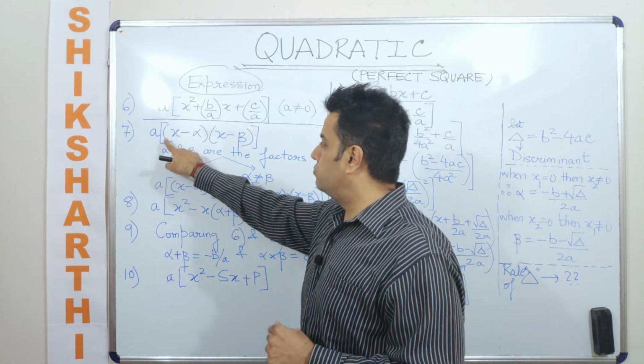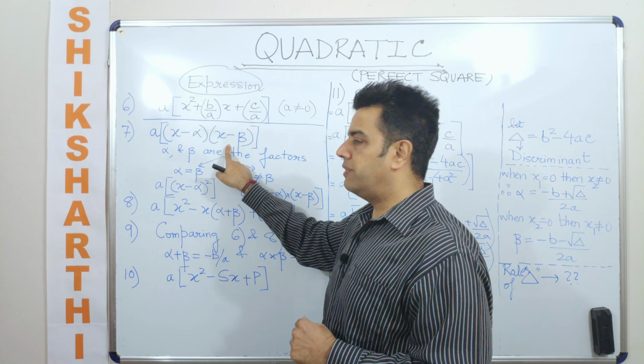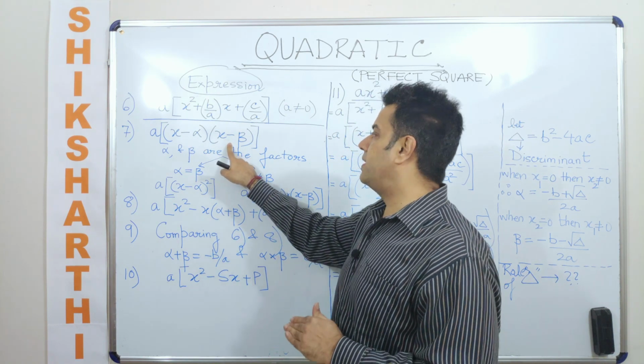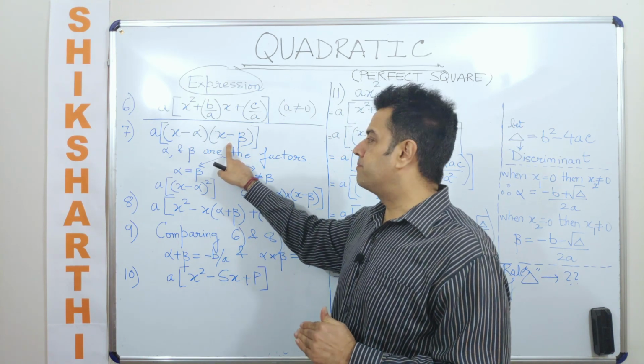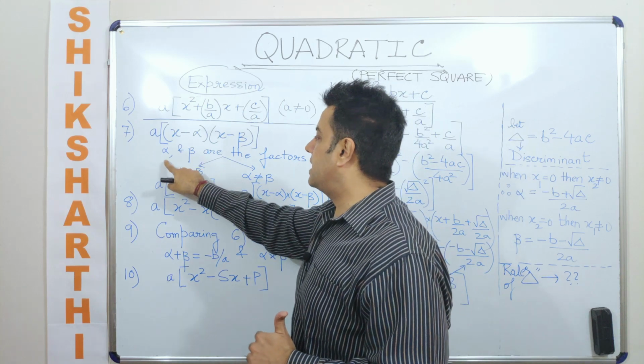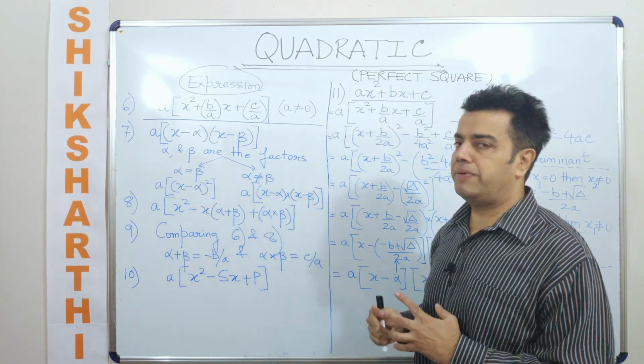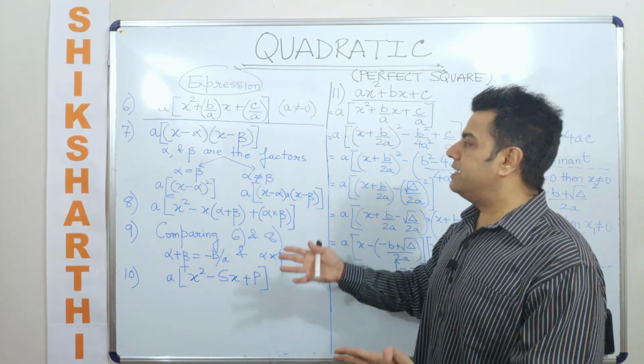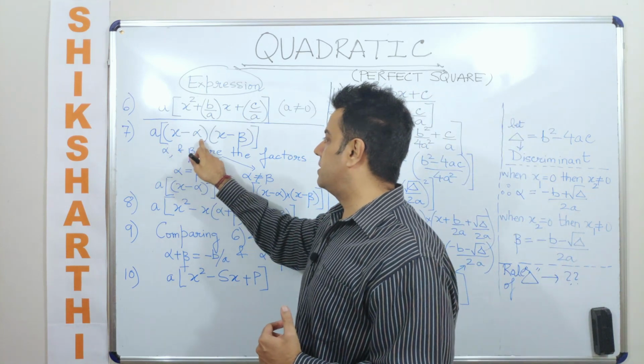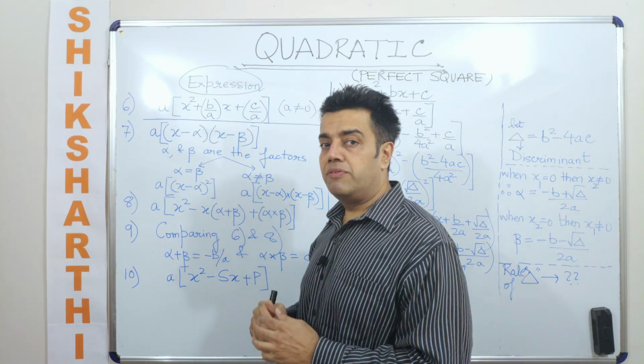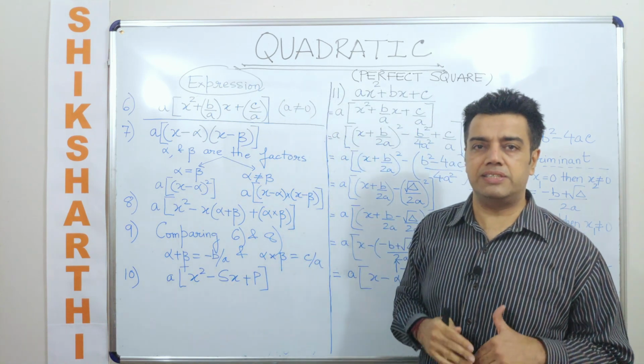And here I have assumed the factors as x minus alpha, one of the factors, and the next factor here is x minus beta. Another way to understand here is I have taken alpha and beta as the factors, and when I write it, I will write it as a times of x minus alpha into x minus beta, where I have taken alpha and beta as their factors, right?